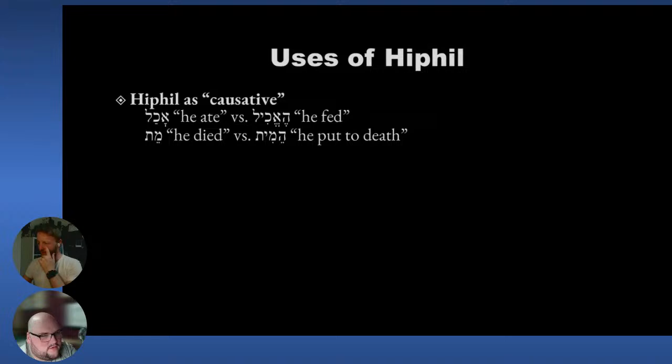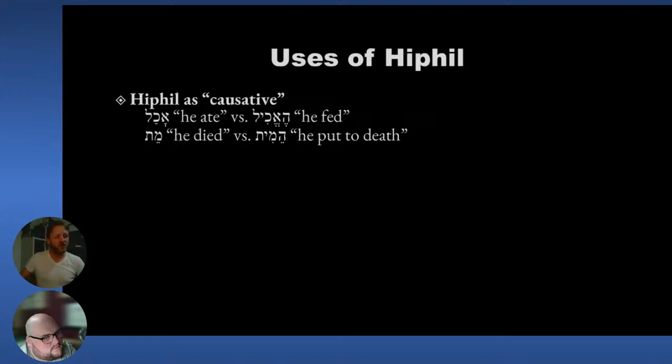So we are looking at the Hiphil. This is one of the seven most common binyanim. What does it mean, most common? It means that there are other binyanim, but they don't occur with as high a frequency as the seven we're going to cover. And we're just going to look passingly at them.